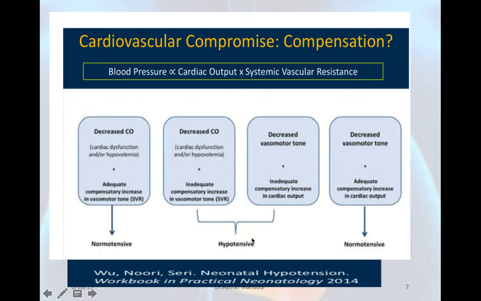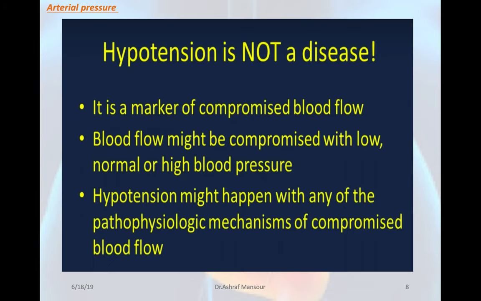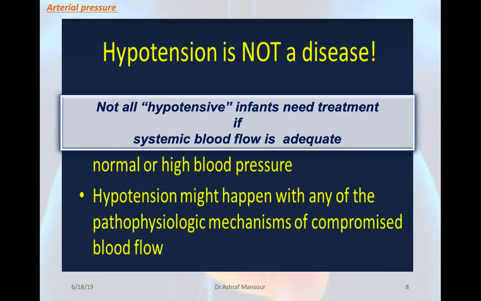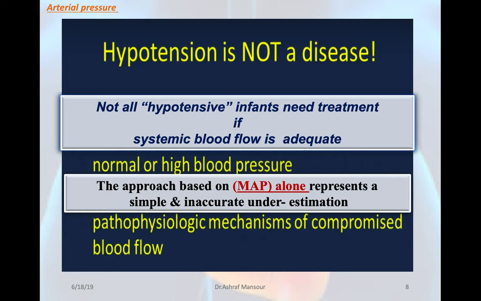So don't wait for hypotension to develop completely, because hypotension will appear later on when the baby has failed his compensation. Hypotension by itself is not a disease, it is a marker of compromised blood flow. So blood flow might be compromised with low or normal or high blood pressure. Hypotension might happen with any of the pathophysiological mechanisms which compromise blood flow. So not all hypotensive infants need treatment if the systemic blood flow is still adequate. And don't wait for the blood pressure to fall to the level of hypotension.